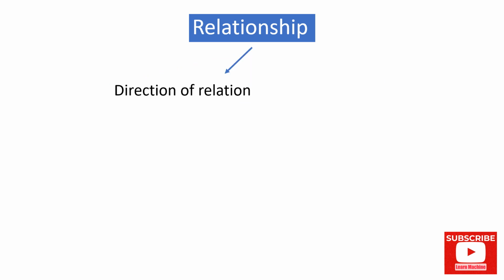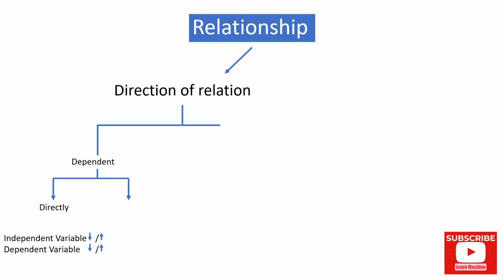Direction means the direction of relationship between those variables. If both the variables which we are focusing on are dependent on each other, then there can be two cases. Either they are directly related. When I say directly related, it means that if the independent variable is decreasing, the dependent variable will also decrease. If the independent variable is increasing, the dependent variable will also increase. For example, if experience is increasing, salary will also increase. If experience is decreasing, salary will also decrease.